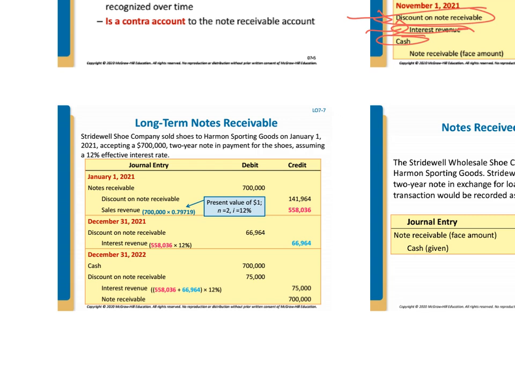We account for long-term notes receivable the same way we account for short-term notes receivable, except now the time value of money has a more pronounced effect.